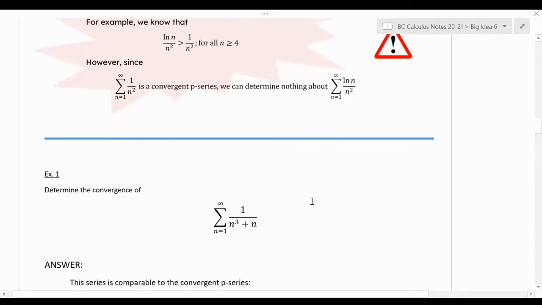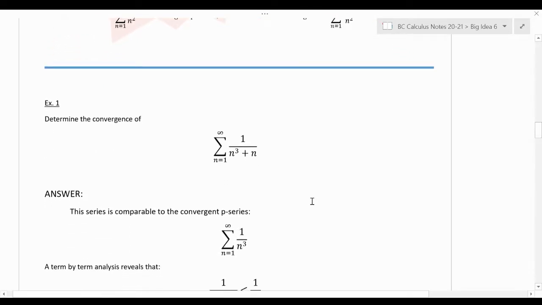The first series that I showed you all at the start, 1 over n cubed plus n, felt a lot like the p series 1 over n cubed. So I'm going to compare it to 1 over n cubed. What do we know about 1 over n cubed? Well, it's a p series. P is bigger than 1, so we know it converges.